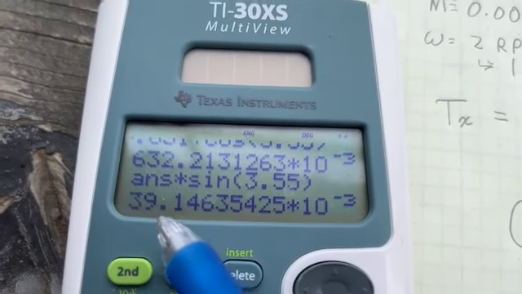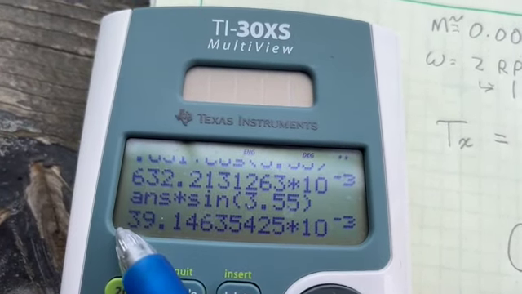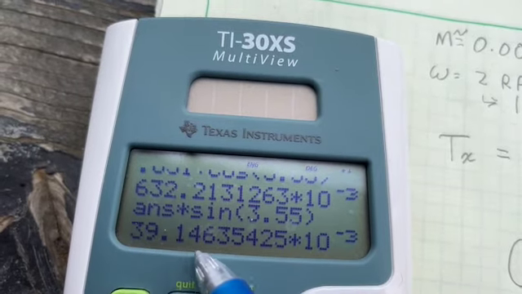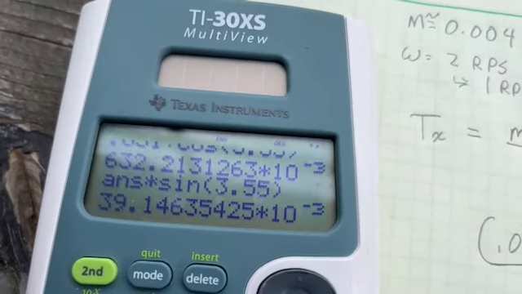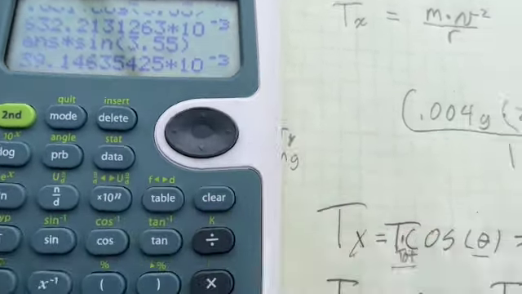Notice it's 10 to the third, so we move that down. 0.039146. Very close. That means that this is all fairly accurate.